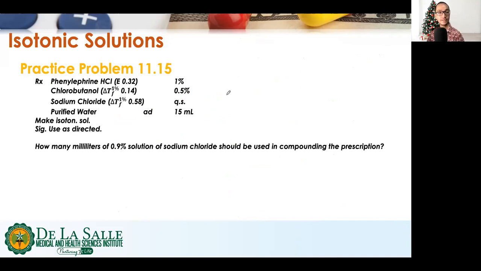And so I will now leave you with this problem, to compute the amount of 0.9% sodium chloride that will make the solution isotonic, in order for me to move on to the next topic.